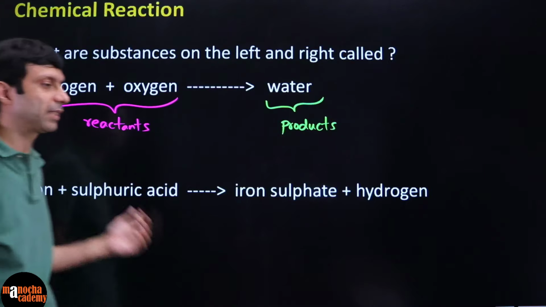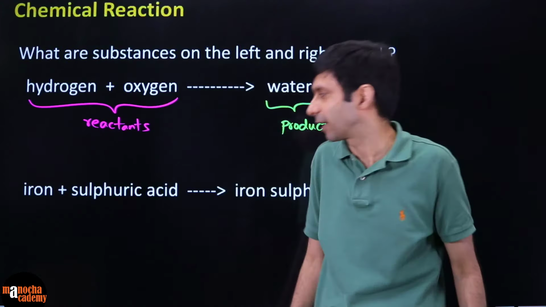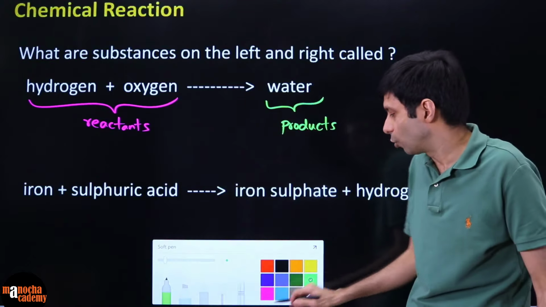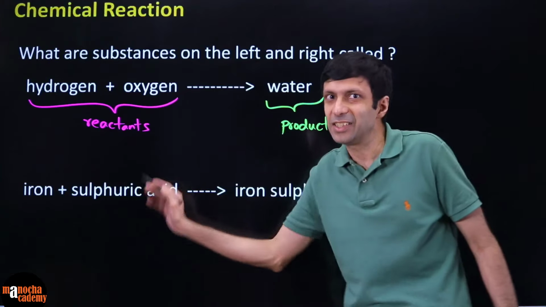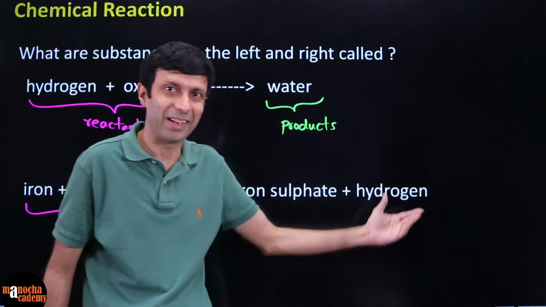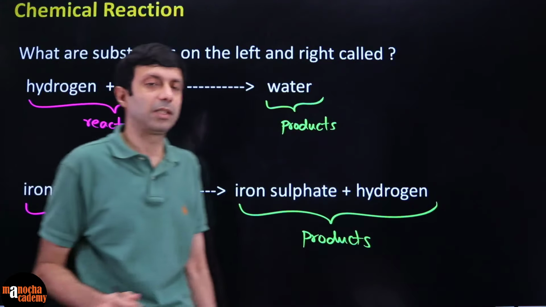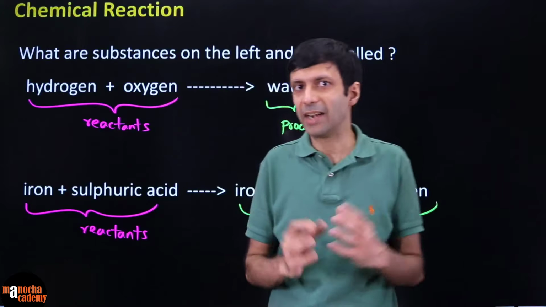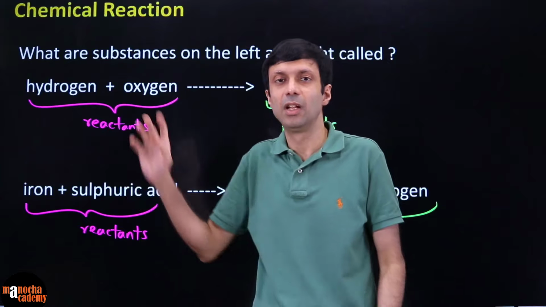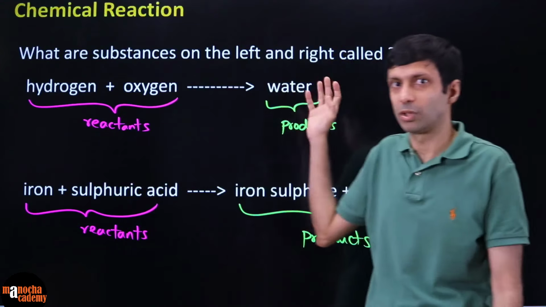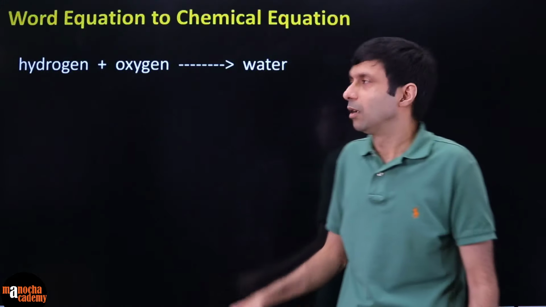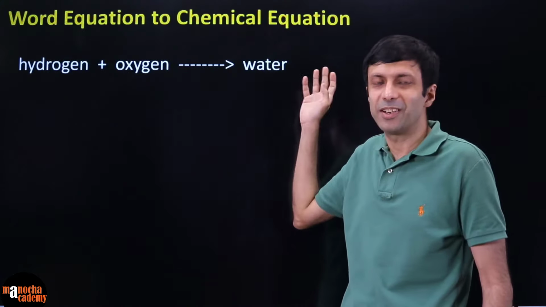Similarly here, if you mix iron and sulfuric acid, if you make them react, this produces iron sulfate and hydrogen. So what are these guys on the left, or who are our reactants? Iron and sulfuric acid. And these guys on the right are the products, iron sulfate and hydrogen. So please remember this terminology. What substances react in the chemical reaction are written on the left, and they are called reactants. Then you put that arrow, and what is produced, one or more substances, those are known as products.